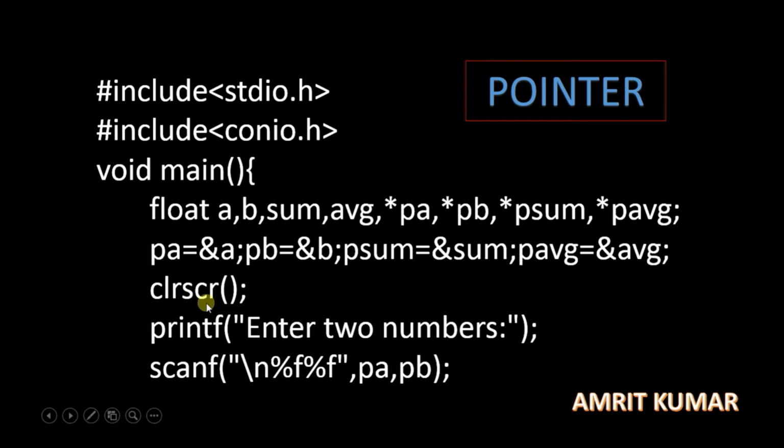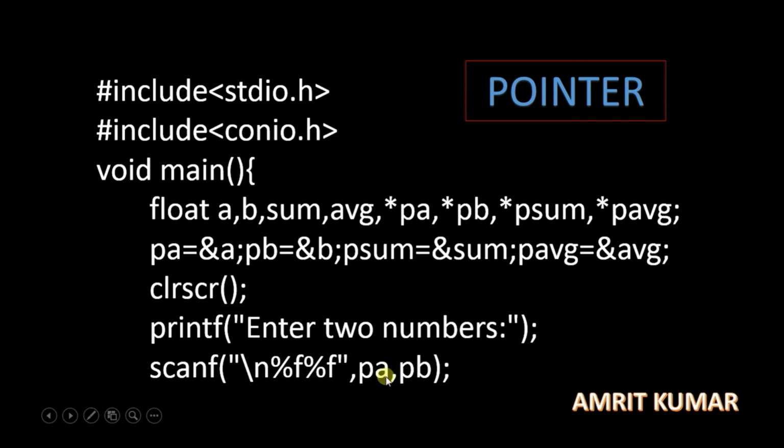After that, I am using the clrscr function, which helps you clear the screen. Then I am using the printf function so that the user can understand that they have to enter two numbers. When the user gives the two numbers, I am storing them in pa and pb. So pa is a pointer and pb is a pointer. Here you can see that pa is &a and pb is &b.